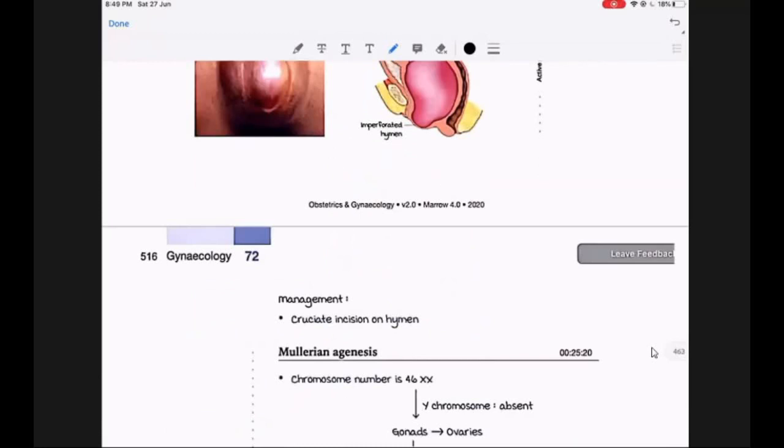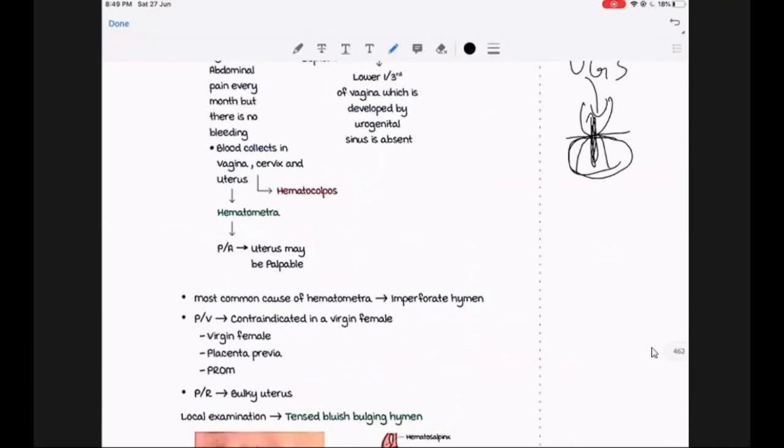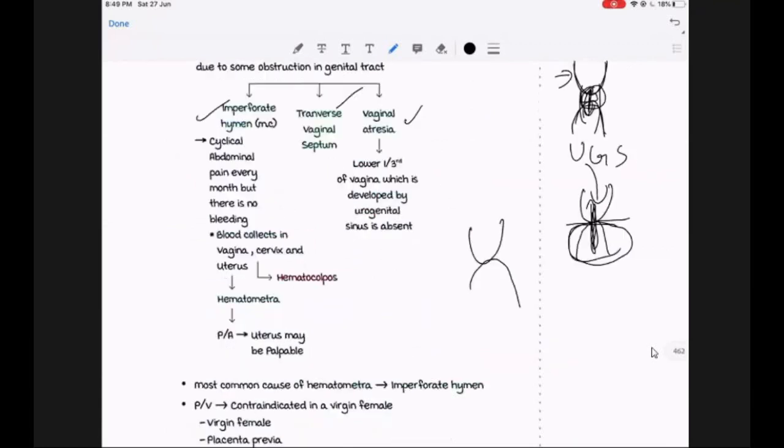Okay, how do you treat it? Very simple. If at all I have a condition like this, the vagina is formed over here. It's just that my septum is not there. So what do I do? I make an incision over here. That's all. Very easy to treat this. Okay.